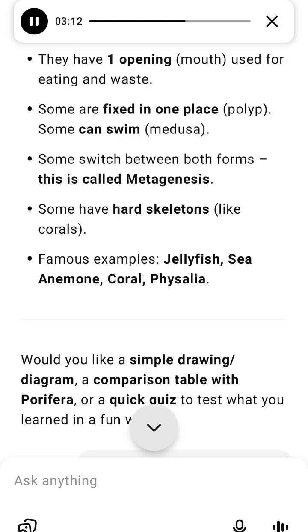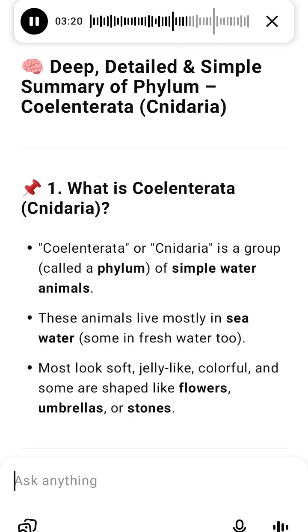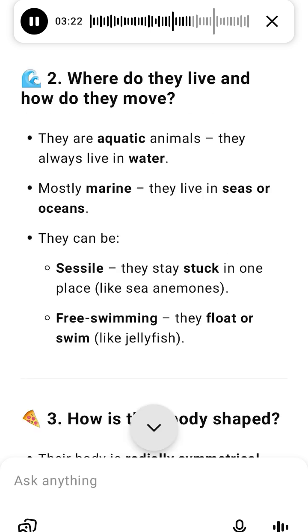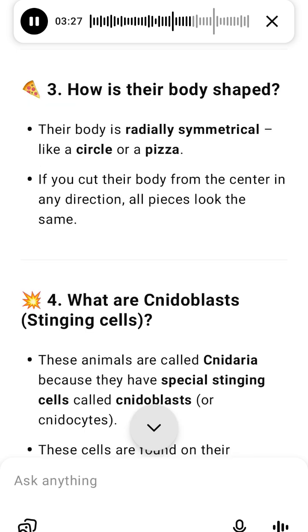10 famous examples of cnidarians. Animal name, common name, body form, special info. Physalia, Portuguese man of war. Medusa, looks like a floating balloon, dangerous sting. Sea anemone, polyp, looks like a flower, doesn't move.